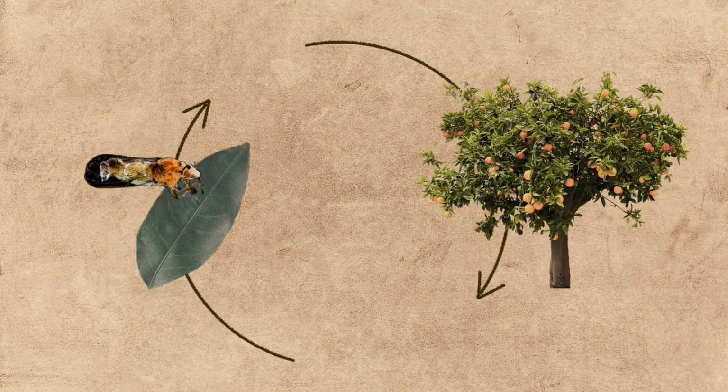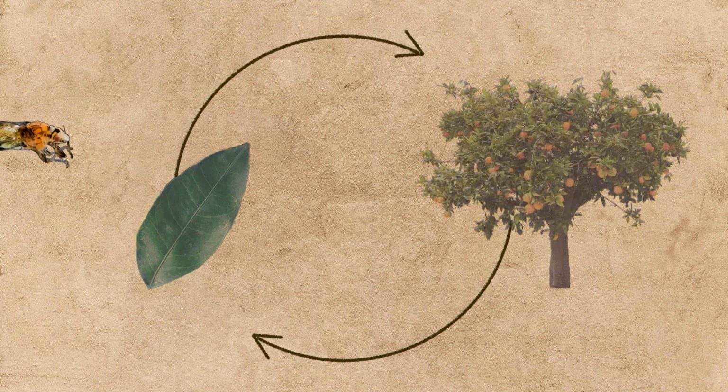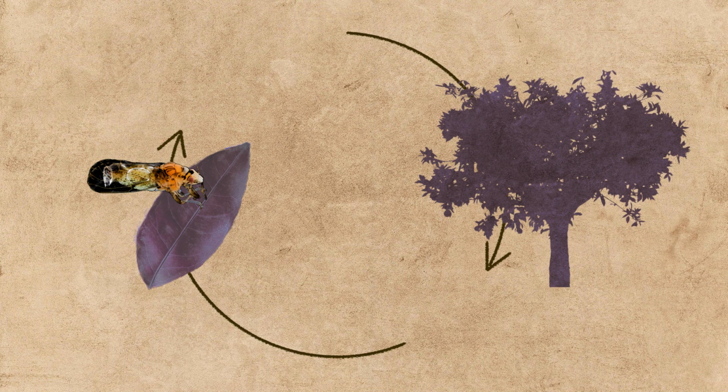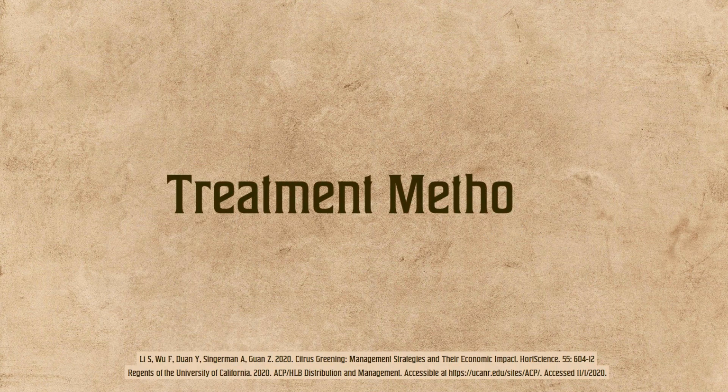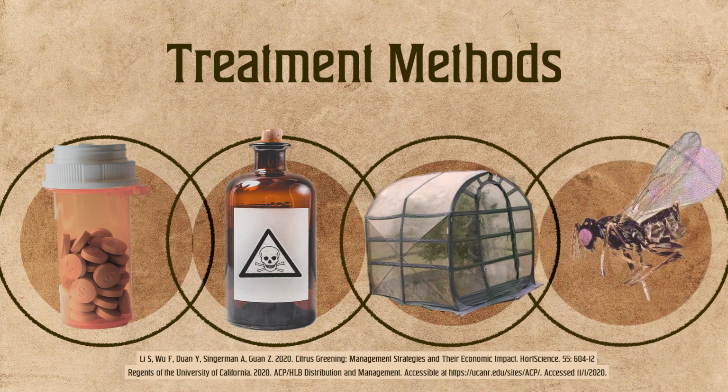The ACP feasts on the leaves, and CLAS enters the plant. As both parties reproduce, the cycle continues rapidly until an entire grove of trees gets infected. Various treatments have been tested: antibiotics, pesticides, thermotherapy, and parasitic wasps, none of which are fully effective. Amongst these, California has been relying mainly on pesticides.